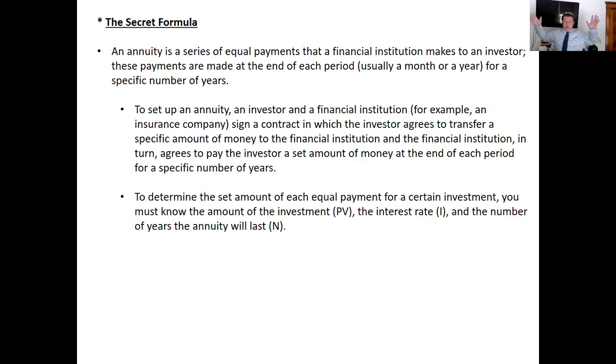And I know those are big numbers, who needs to live on $1 million a year, but it just gave me a round number to demonstrate and illustrate this. So to set up an annuity, an investor and a financial institution, for example, an insurance company, sign a contract in which the investor agrees to transfer a specific amount of money to the financial institution, and the financial institution in turn agrees to pay the investor a set amount of money at the end of each period for a specific number of years. Now, to determine the set amount of each equal payment for a certain investment, you have to know the amount of the investment, the present value, the interest rate, I, and the number of years the annuity will last, N.